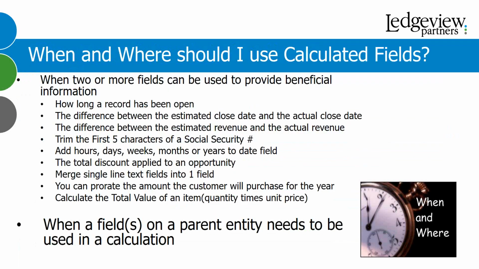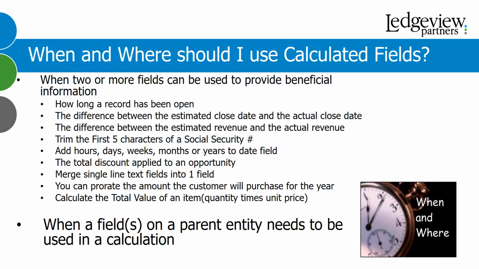So when and where should I use calculated fields? Basically, when 2 or more fields can be used to provide beneficial information. So some different examples: how long a record's been open, difference between the estimated close date and actual close date. How close was I with my estimated close date? Same with estimated revenue and actual revenue. Was I really off on what I thought this opportunity was going to be, or was I pretty much spot on? You can add hours, days, weeks, and months or years to a field and display that new date.